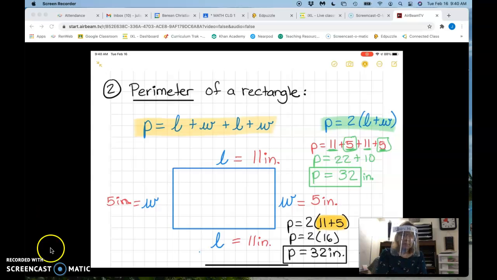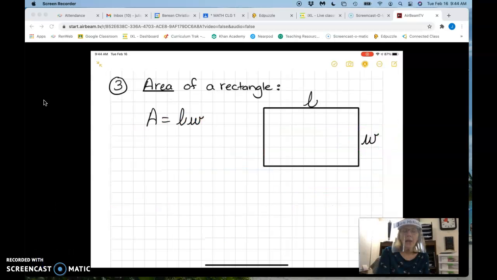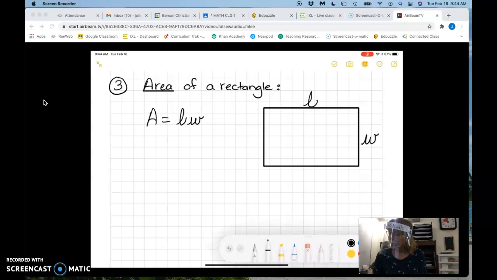Okay? Okay, so now we're going to talk about finding area. Perimeter talks about adding all the sides of a shape up. Area talks about the space inside the shape. So it's asking basically how much room is in here. Okay, and does anybody remember the units for area?